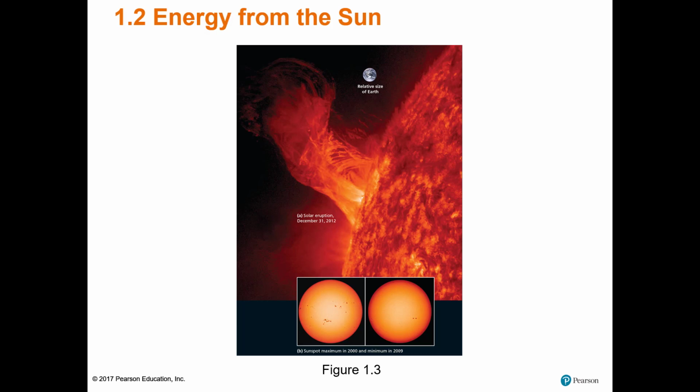So this is a rendition of a solar eruption on the sun, and you can see at the top there the relative size of the Earth. On the bottom are different locations of sunspots in 2000 and 2009.